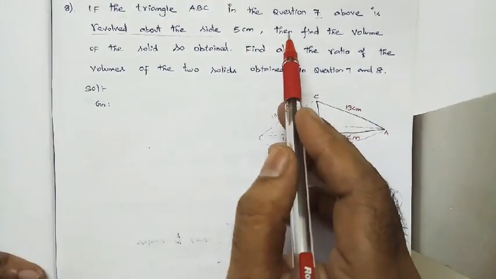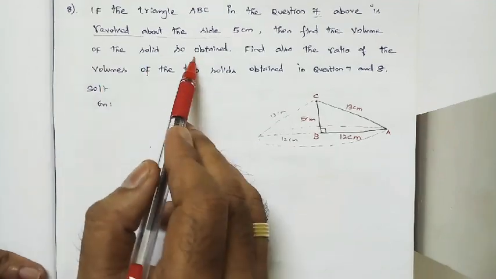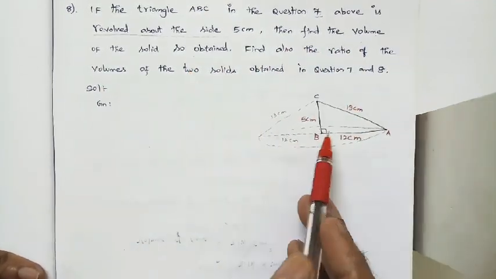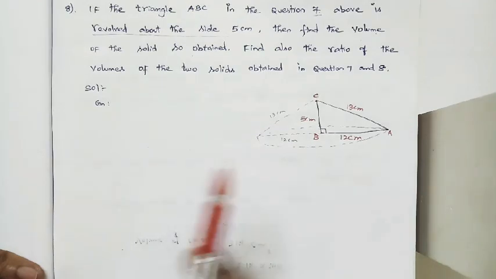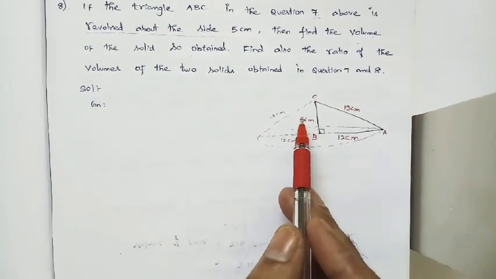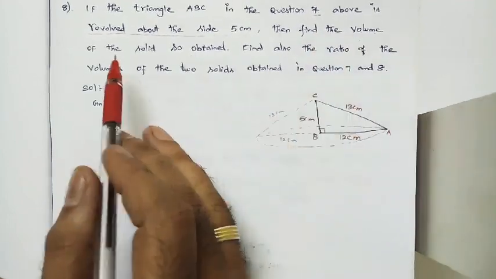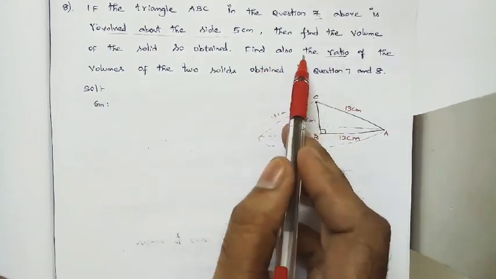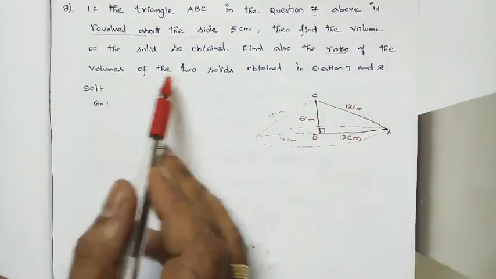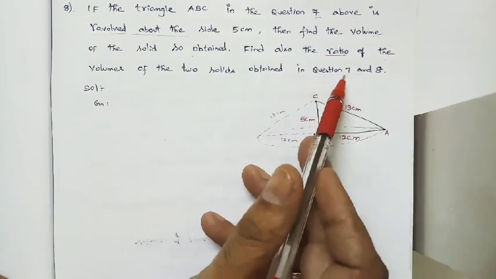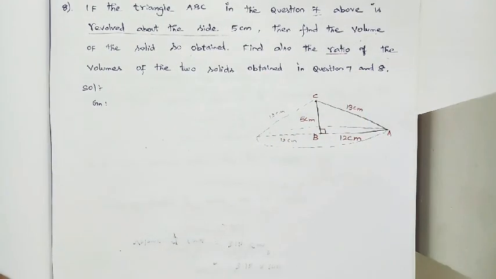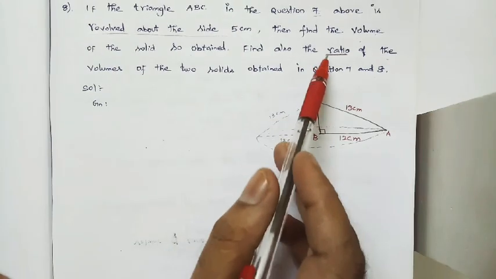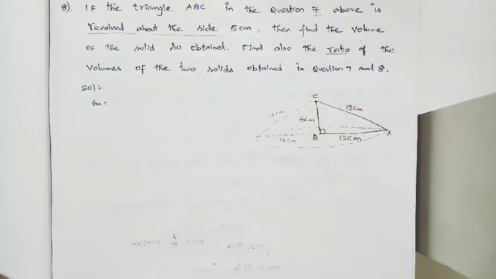So here they ask you to find the volume of the solid so obtained. Volume of cone we can find, since we know the value of radius and the value of height. Next they ask you to find also the ratio of the volumes of the two solids obtained in question number 7 and question number 8. So just divide the volume of the first cone, question number 7 volume, by the volume of question number 8.